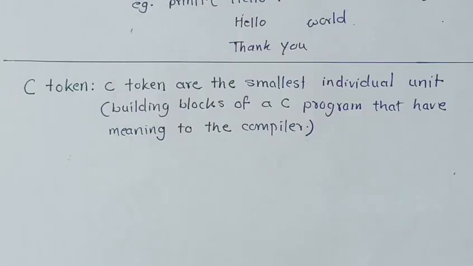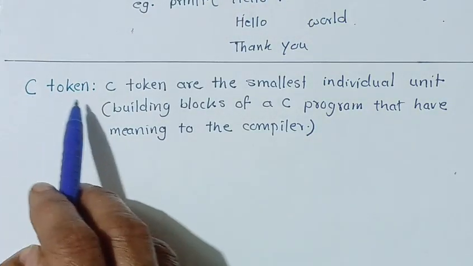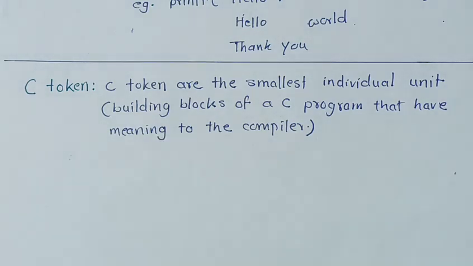Now we will see what we mean by a C token here. A C token is a small individual unit, or the building block of a C program. An individual unit of a program is called a C token. It may be a keyword, identifier or constant, anything.